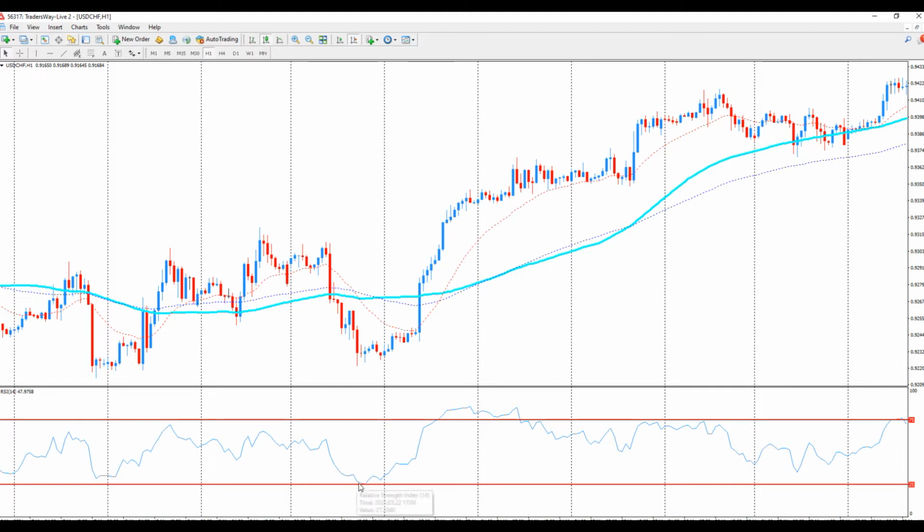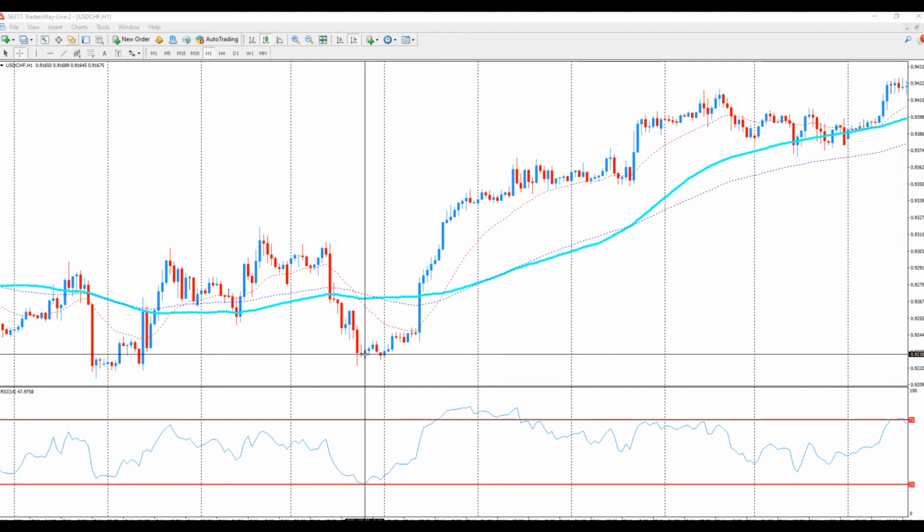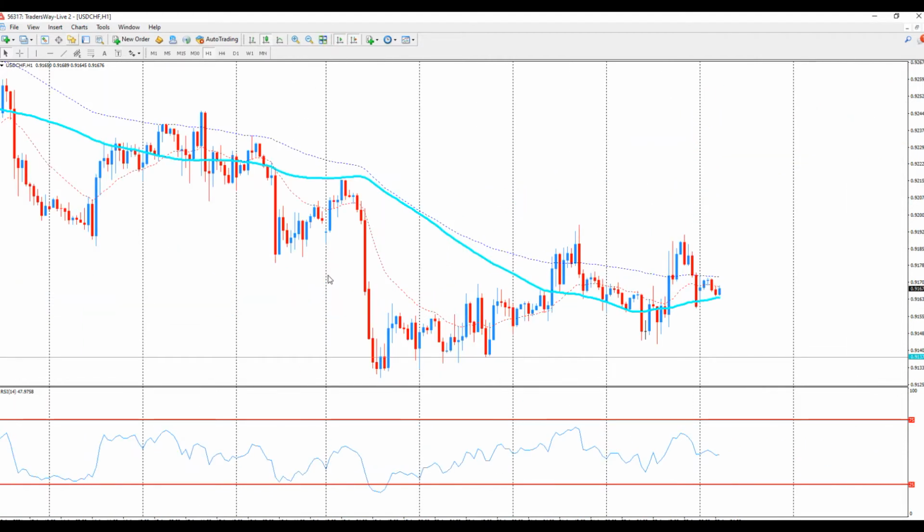When the market comes down here and touches the 25 level, you would enter into a buy position because the market would technically be oversold. It would be considered oversold, and you would enter into a buy position. And as you can see, that would have worked out for you. So the question is, should we trade with the RSI?